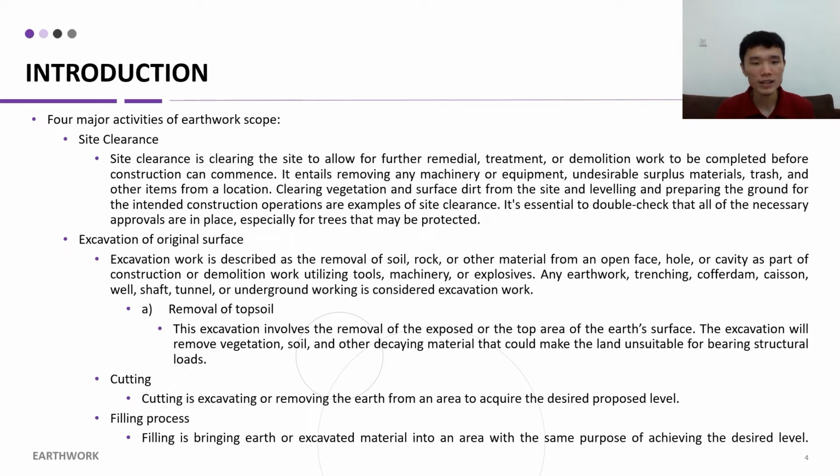First, site clearance is done before construction begins to allow for further remedial, treatment, or demolition work. It requires the removal of any machinery or equipment, unwanted excess materials, trash and other items from one location, removing vegetation and surface dirt from a site, leveling and preparing the ground for anticipated construction work are examples of site cleanup. It is important to double-check that all necessary approvals are in place, especially for trees that may be protected.